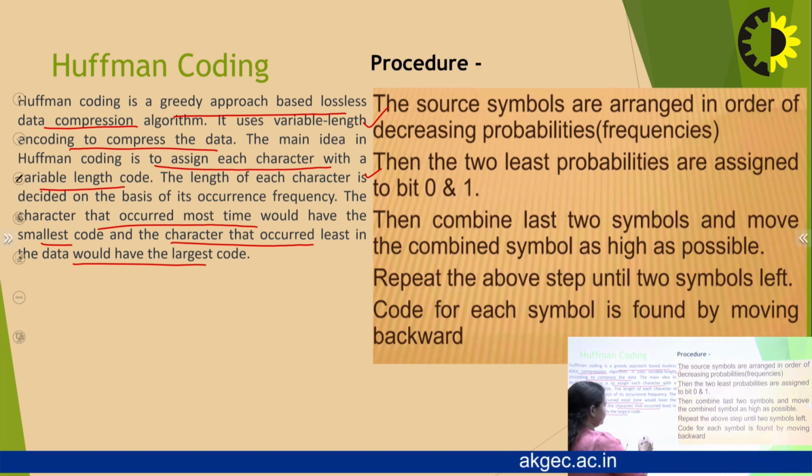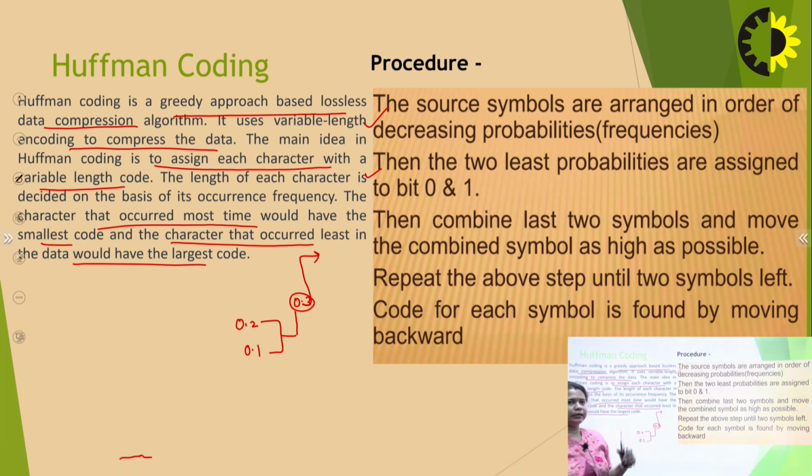Move the combined symbol as high as possible. If you have two probabilities 0.2 and 0.1, the addition is 0.3. So you will move this 0.3 as high as you can, according to the other probabilities. This is mentioned here, right? Then repeat the above step until you are left with two probabilities only. Then you stop, and the code for each symbol is found by moving backward.